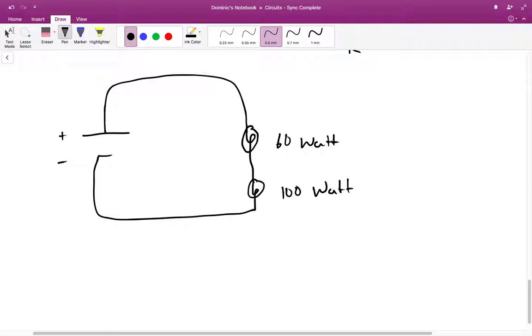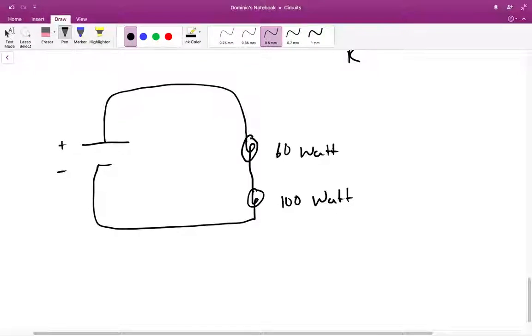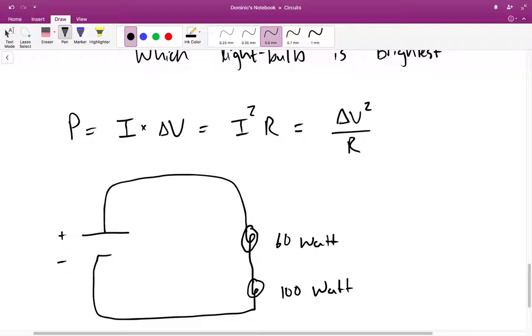Okay, which one will burn, which one will be brighter? If any of them are brighter at all. So what we're looking at is which one has the highest amount of power consumed. The current going through each light bulb is the same. I is the same. Delta V is not necessarily the same. That depends on resistance, and so resistance is not necessarily the same.